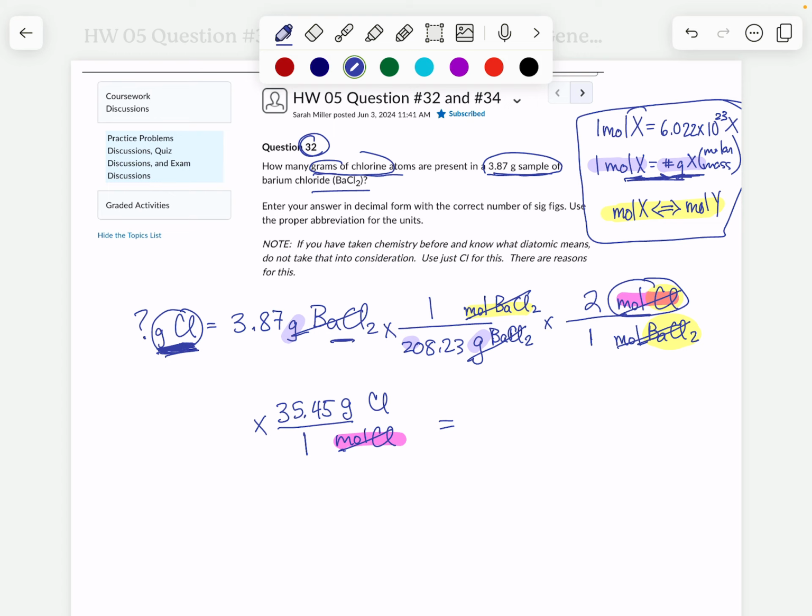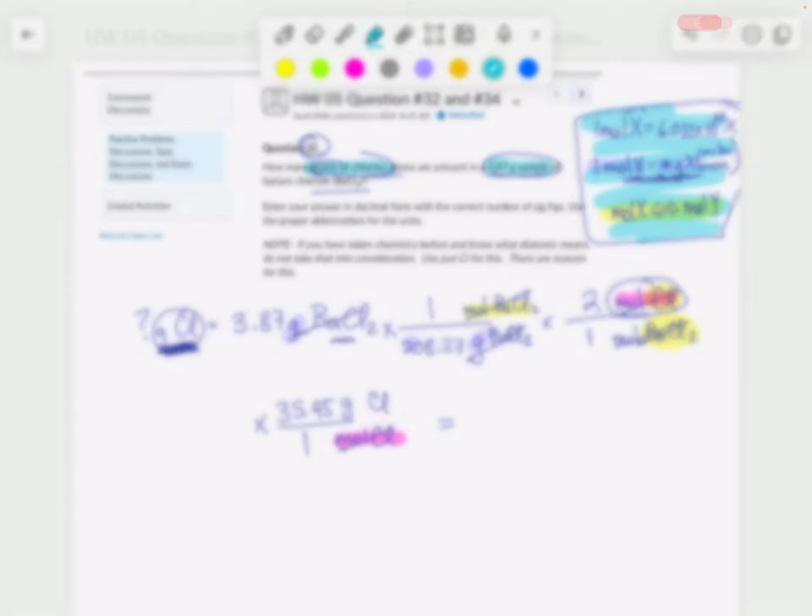The path that you use for these problems is always a little bit different, but if you always start with where am I starting, what am I given, where am I going, and then here are my equivalences, figure out the path that gets you there. I hope this helps.